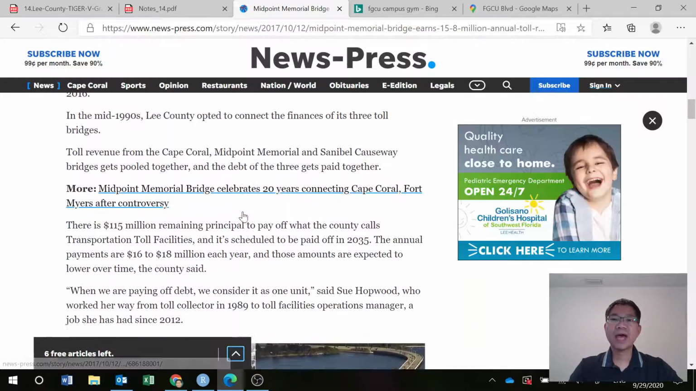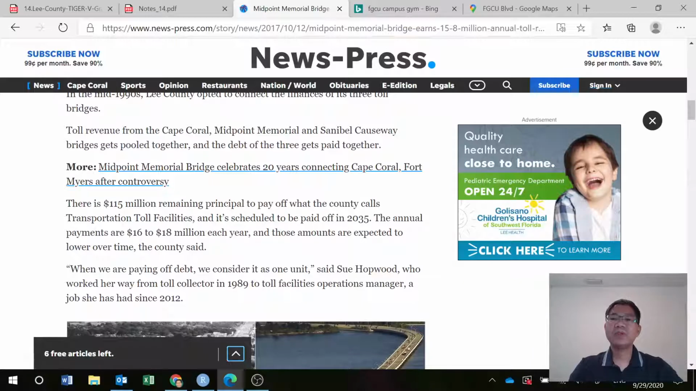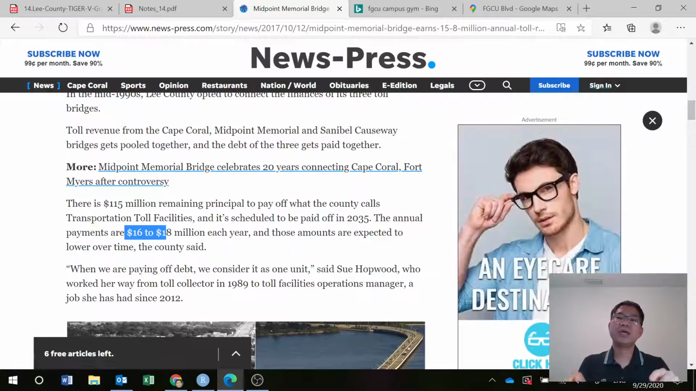Okay, so with that, you can see here there is 115 million remaining principal to pay off, because they got the money from the bond, etc., to build the bridge, and they get the toll and pay for that principal. It's scheduled to be paid off in 2035, and the annual payments they expect are from 16 to 18 million per year. So that is considered the annual amount, and with that annual amount, the principal is 17.